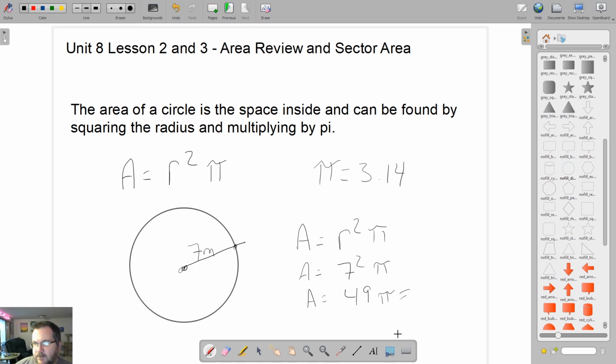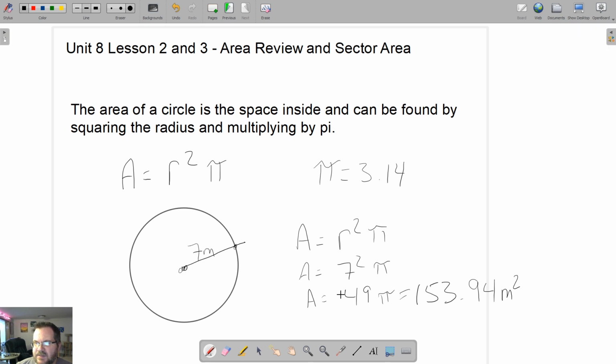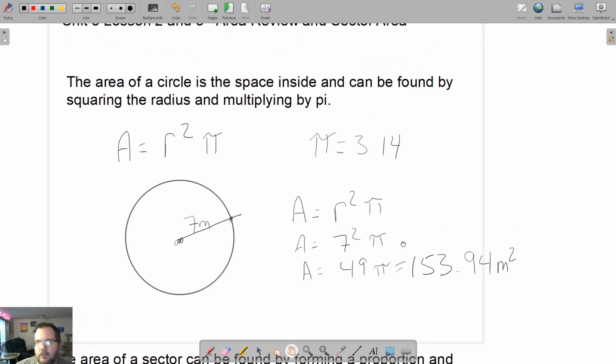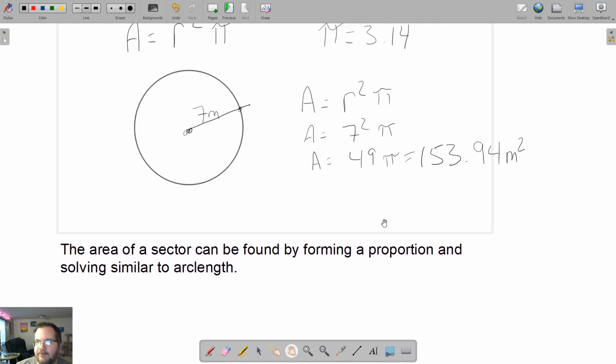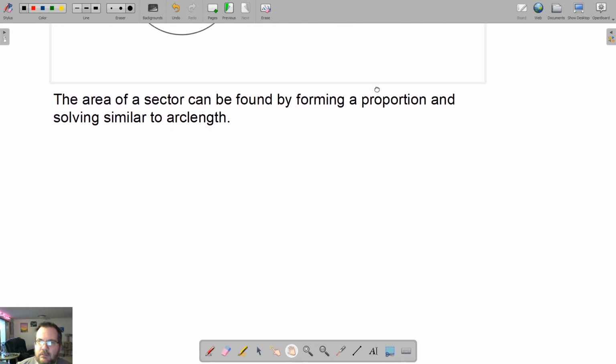You would get 153.94, and then that's whatever units you're using squared. In this case, we're using meters, so this would be square meters or meters squared. Is a fine way to say that. Now, that's not all we're covering today, though. We're going to be covering how to find the area of a sector of a circle.